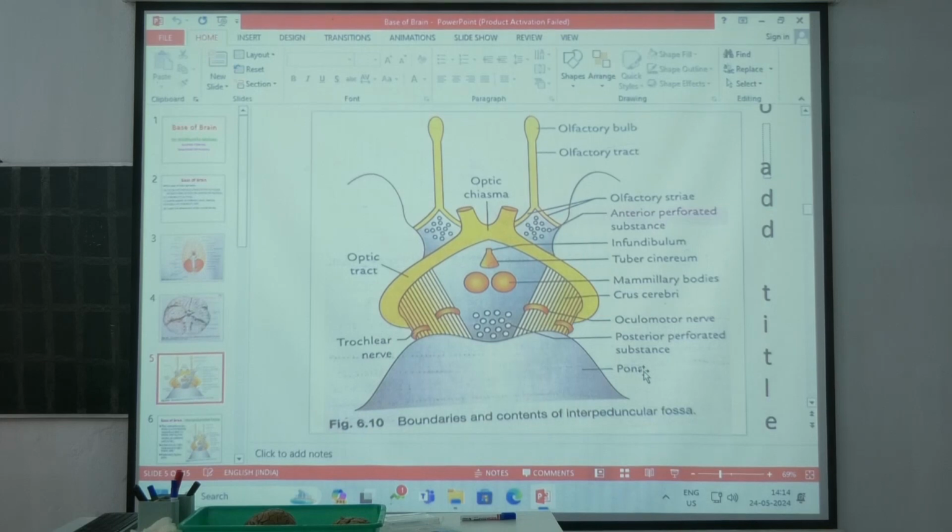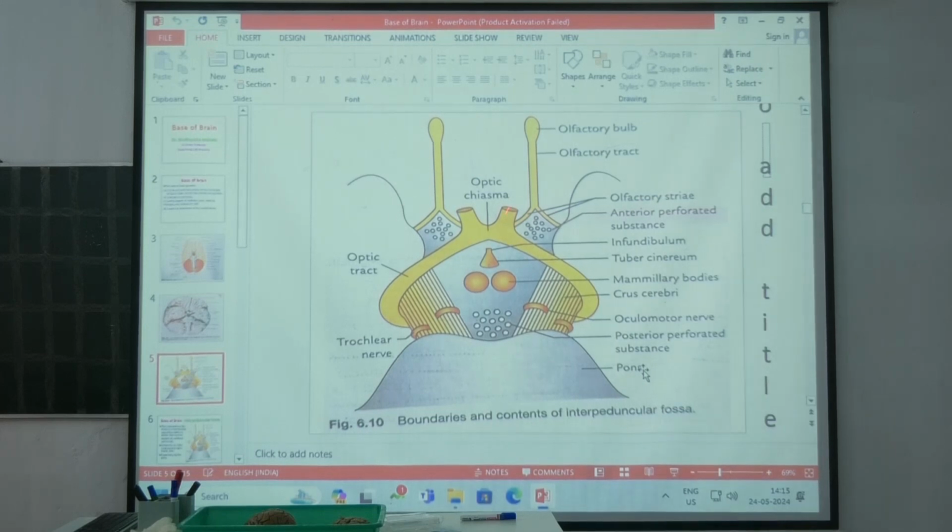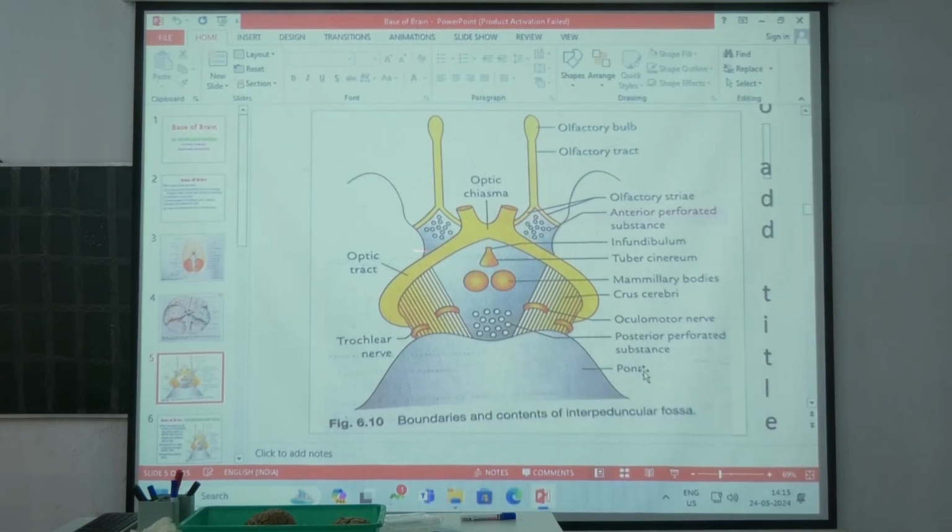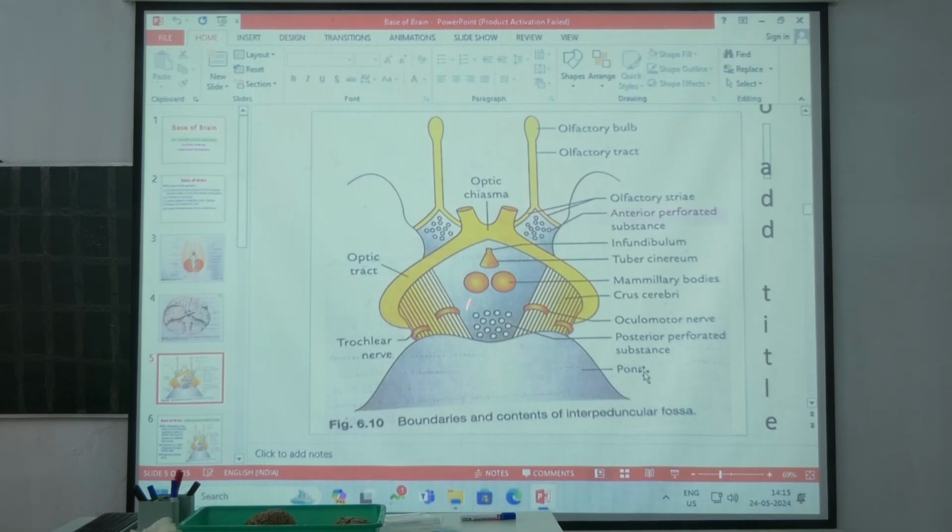Okay, understood? And here is the olfactory bulb, olfactory tract and two olfactory striae. In between the two olfactory striae lies the anterior perforated substance. So there are two perforated substances, the anterior perforated substance and the posterior perforated substance.